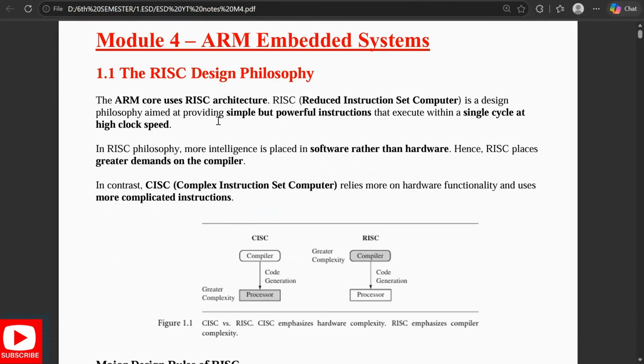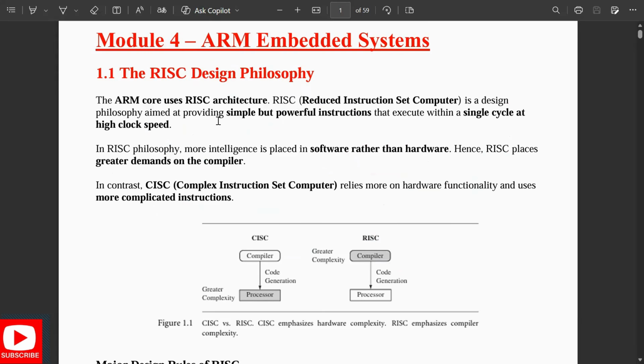Starting with Module 4, first is ARM embedded systems. Here, the RISC design philosophy. The ARM core uses a RISC architecture, that is reduced instruction set computer, a design philosophy aimed at providing simple but powerful instructions that execute within a single cycle at high clock speed. In the RISC philosophy, more intelligence is placed in the software rather than hardware. Hence, RISC places greater demand on the compiler.